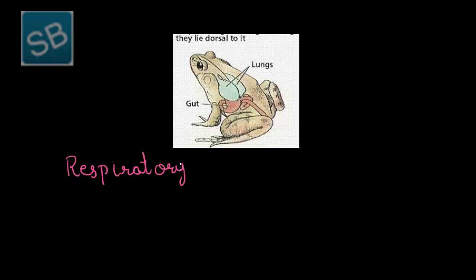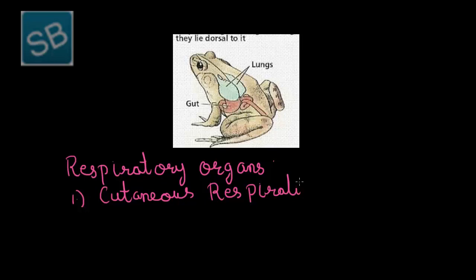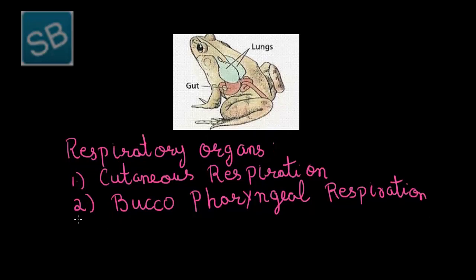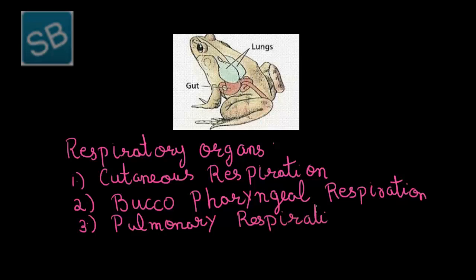Now, the process of respiration in frogs is mainly carried out by three processes. That is cutaneous respiration, that is respiration which is carried out with the help of skin, buccopharyngeal respiration, that is carried out with the help of buccal cavity and pharynx, and pulmonary respiration. Now let us understand each of them in brief. Let us first begin with cutaneous respiration.